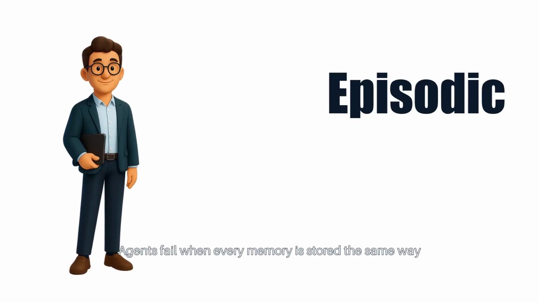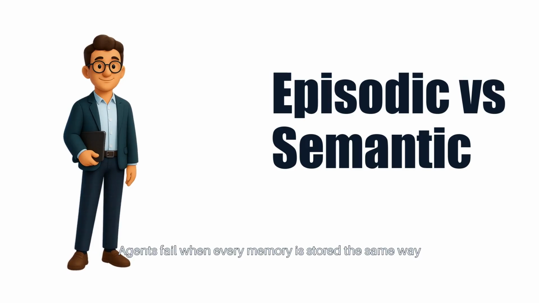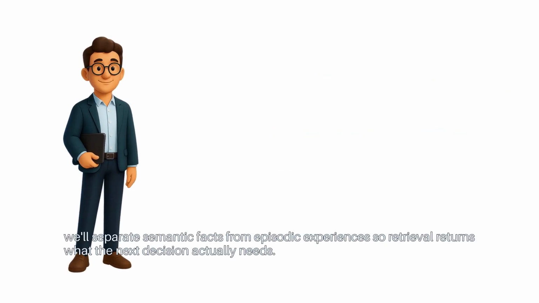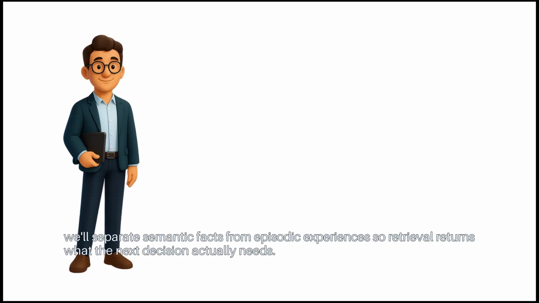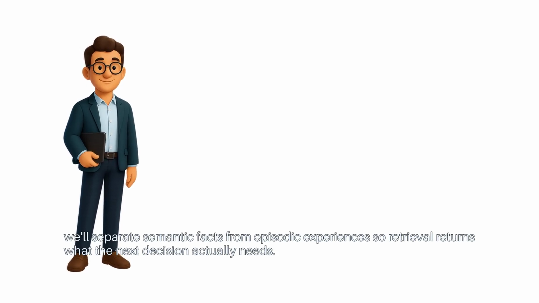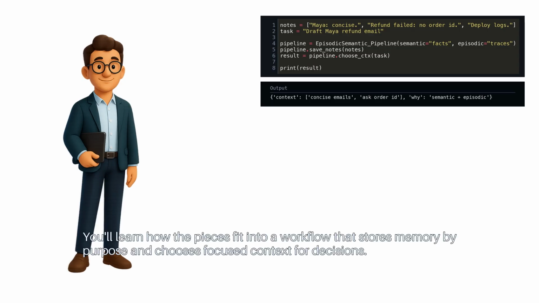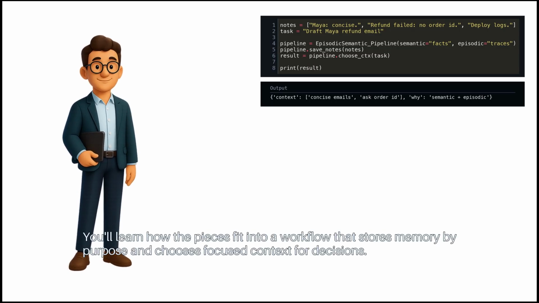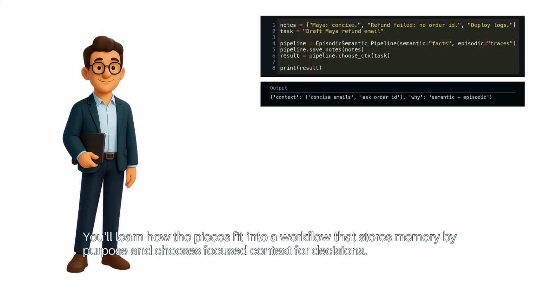Agents fail when every memory is stored the same way. We'll separate semantic facts from episodic experiences, so retrieval returns what the next decision actually needs. You'll learn how the pieces fit into a workflow that stores memory by purpose and chooses focused context for decisions.